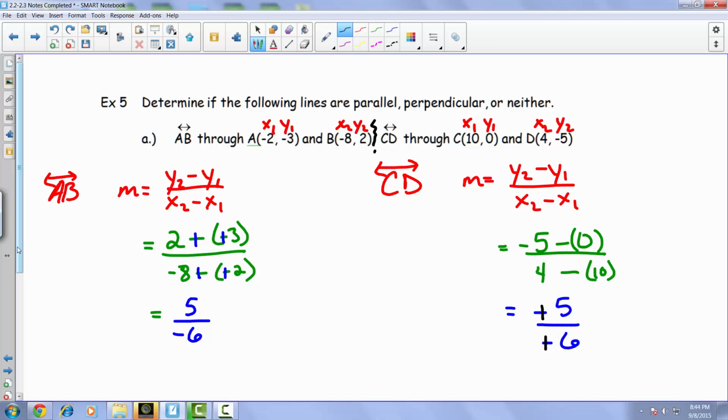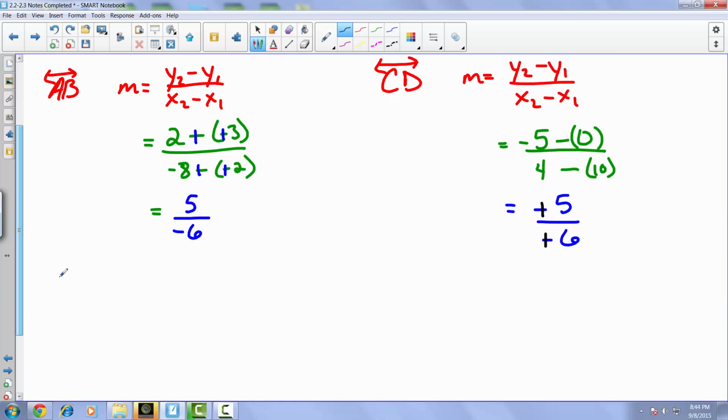Looking at perpendicular. Well, if you reference back to your notes from above, perpendicular has to equal your opposite reciprocal slopes. In other words, both criteria, opposite and reciprocal, have to be met in order for them to be in fact perpendicular. Well, we do meet the opposite criteria. This guy is negative for AB. This guy for CD has a positive slope.